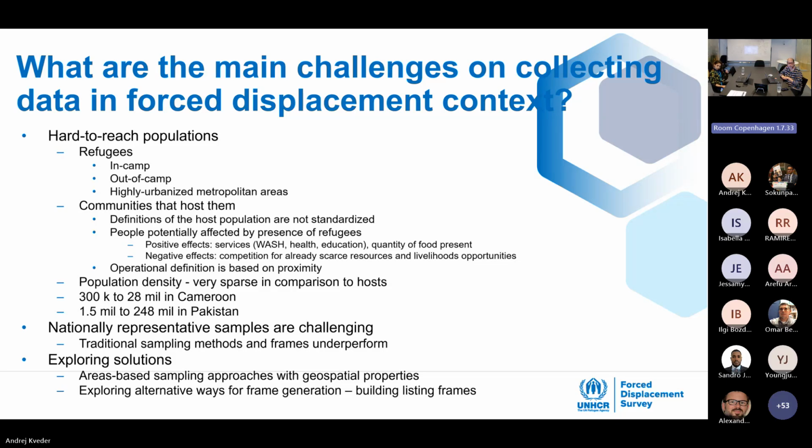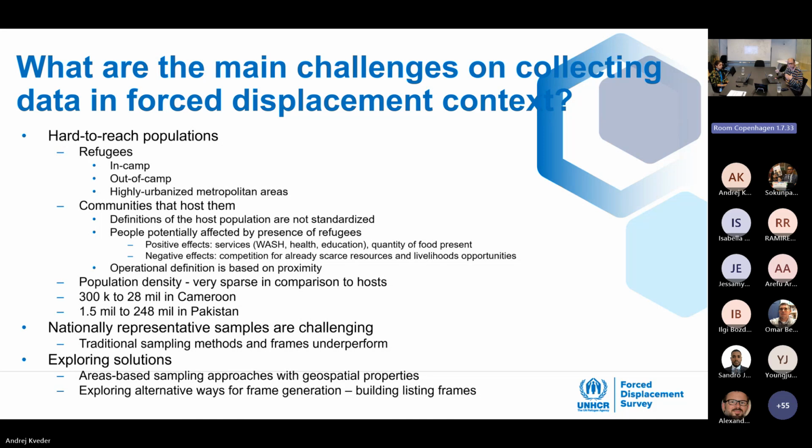Of course, the other challenge around refugees is the population density. Despite being such large populations, they are still comparatively very sparse in comparison to the host country populations. Here are just two examples: around 300,000 refugees live in Cameroon with a population of 28 million, or 1.5 million in Pakistan with almost 250 million. So they are relatively sparse, and capturing those populations is challenging.